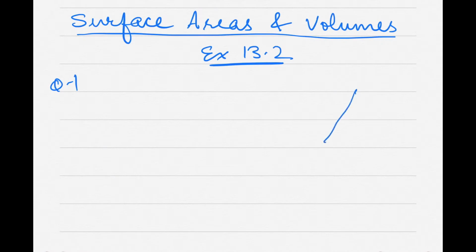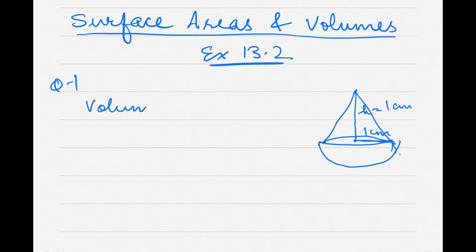So a solid is in the shape of cone. So this is my cone and standing on a hemisphere. Okay, so this is my hemisphere with both their radii being equal to 1 centimeter. So radius of both of them is equal to 1 centimeter and the height of the cone is also equal to its radius. So radius is 1 centimeter, so this height is also 1 centimeter. Okay, now we have to find the volume of solid.